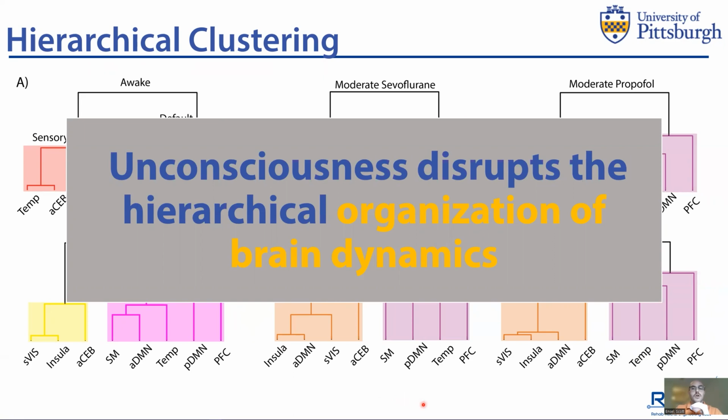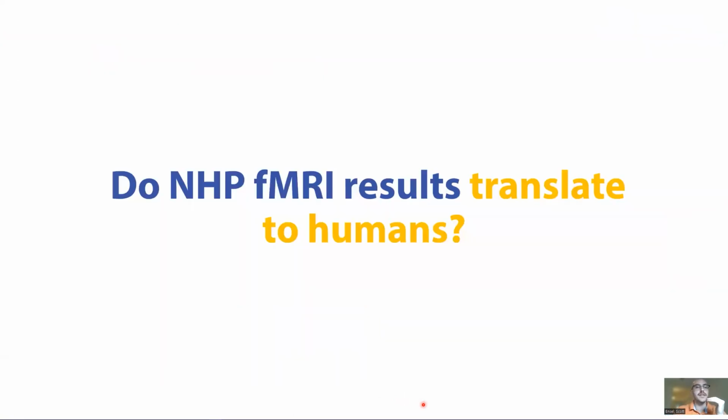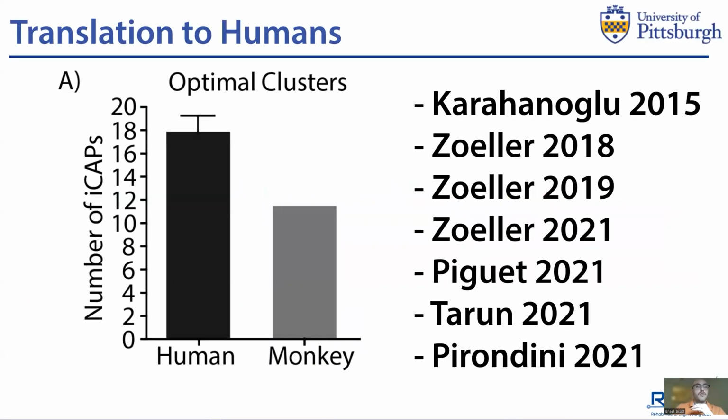These results I've just presented are all in non-human primates. So how do they compare to humans? The next big question is, do these non-human primate fMRI results translate to humans? And the answer is yes. We performed a summarized analysis of the spatial ICAPs found in 7 other ICAP studies done in humans and compared them to our spatial ICAPs.